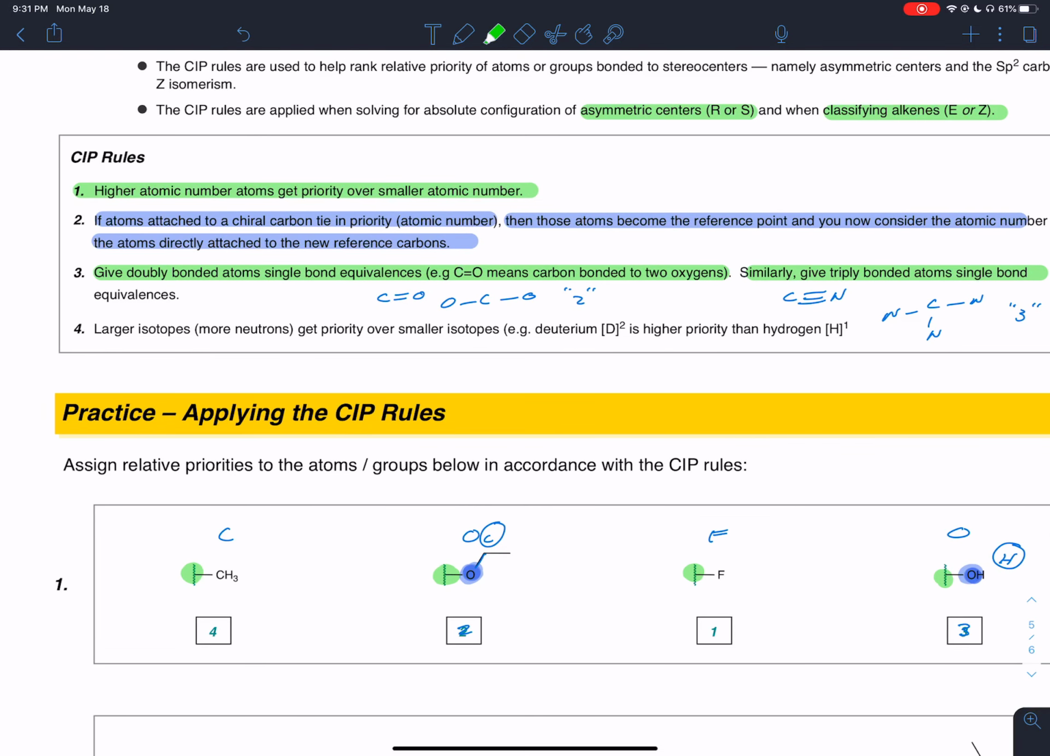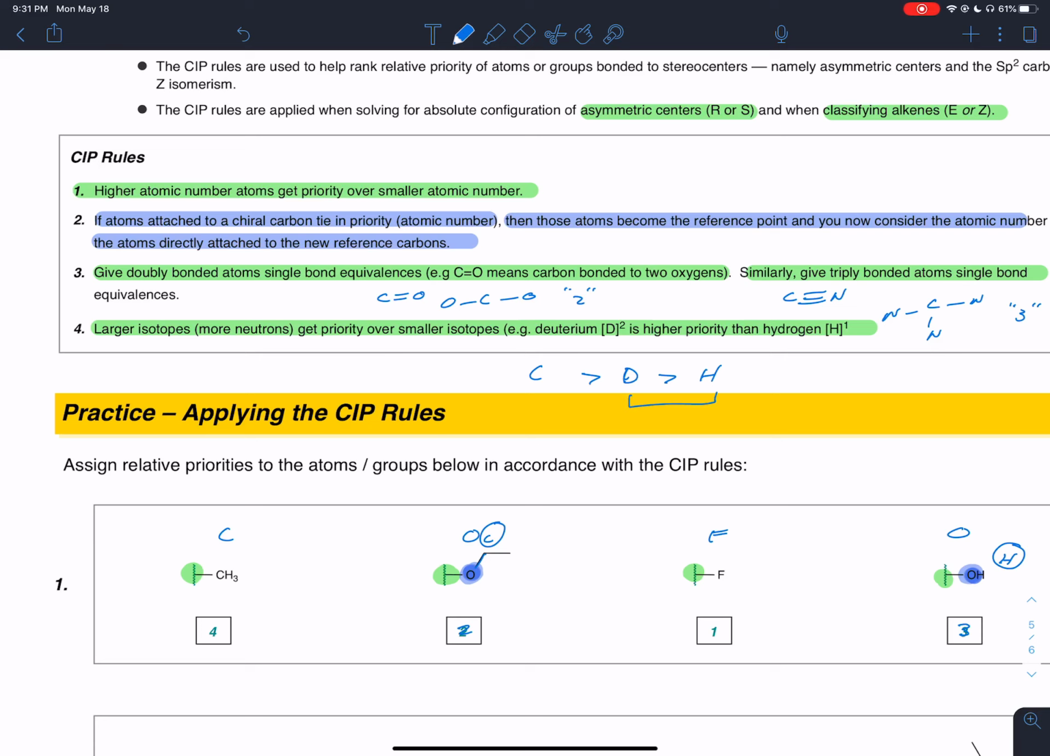The last rule is number 4, and the rule states that larger isotopes with more neutrons get priority over smaller, less heavy isotopes. The best example of this is deuterium versus hydrogen. Hydrogen has an atomic number of 1. There is 1 proton, 1 neutron, 1 electron to the atom hydrogen. Deuterium is a heavier isotope with 2 neutrons, and deuterium is represented as D, and deuterium is higher priority than hydrogen, but deuterium would lose to carbon because carbon's atomic number is higher.